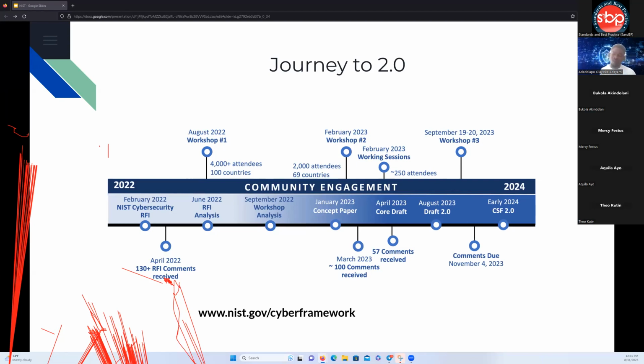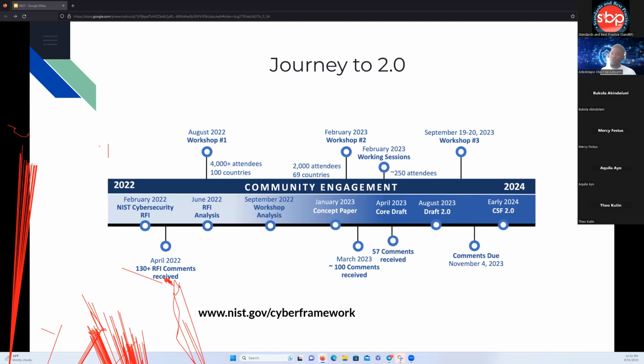And you yourself could also contribute to the community by going to that link there, the NIST.gov cyber framework URL there. I will share this in the chat too, and the documentation too.